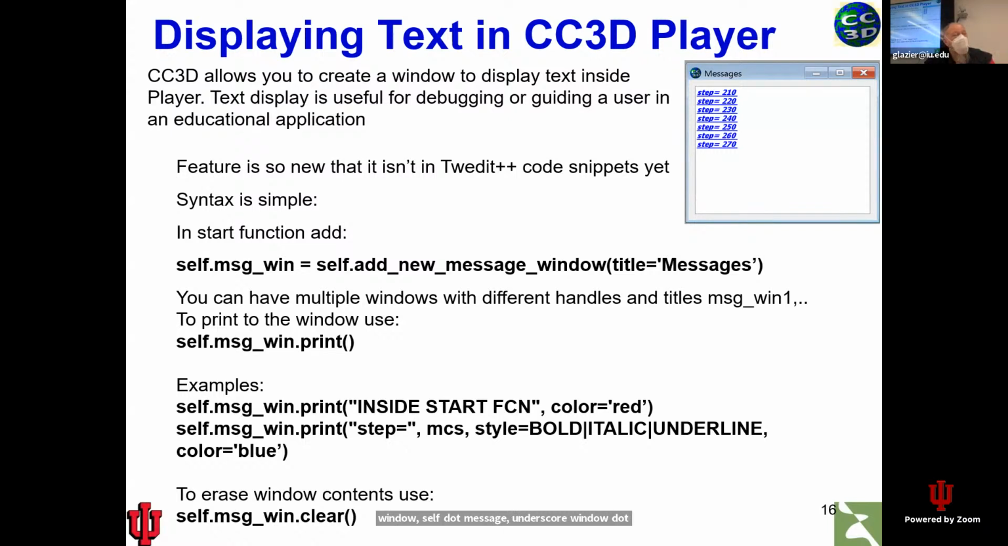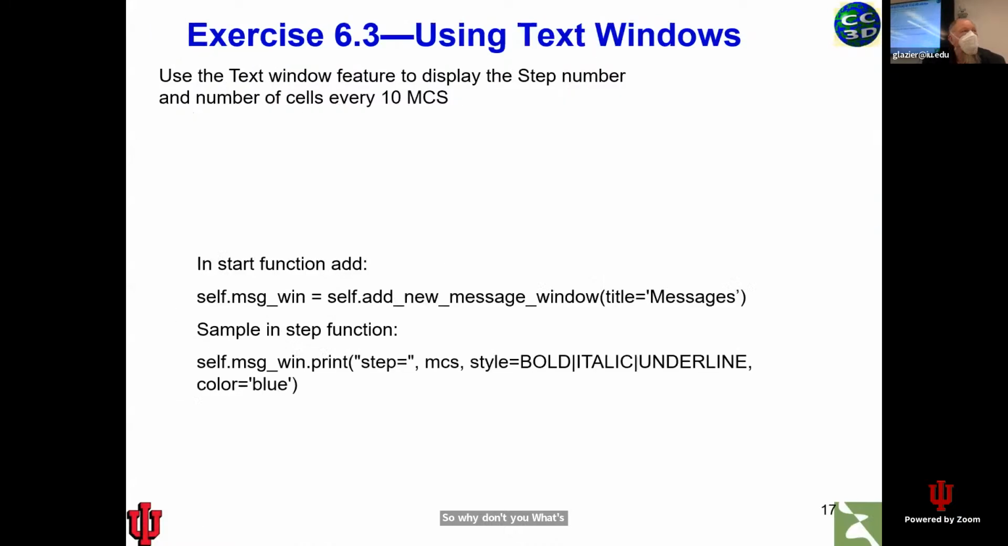So everybody got that? Why don't people try that? Just not very exciting, but just add in your step function something that's going to display the step number in MCS, and add the number of cells that are present in the simulation every 10 Monte Carlo steps.